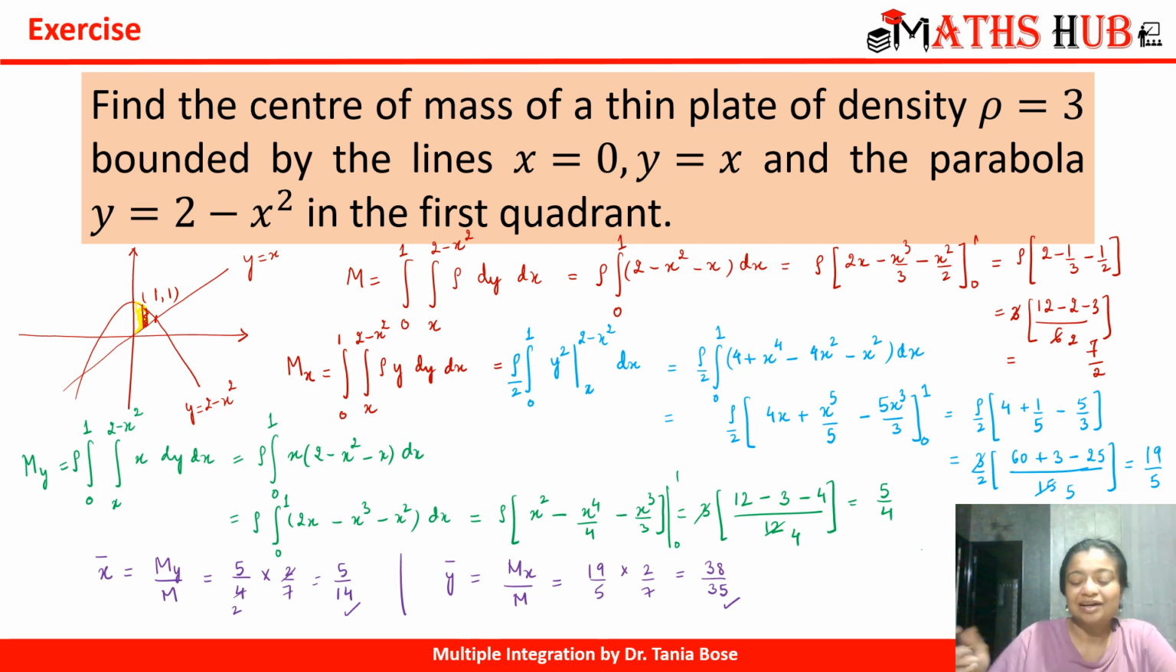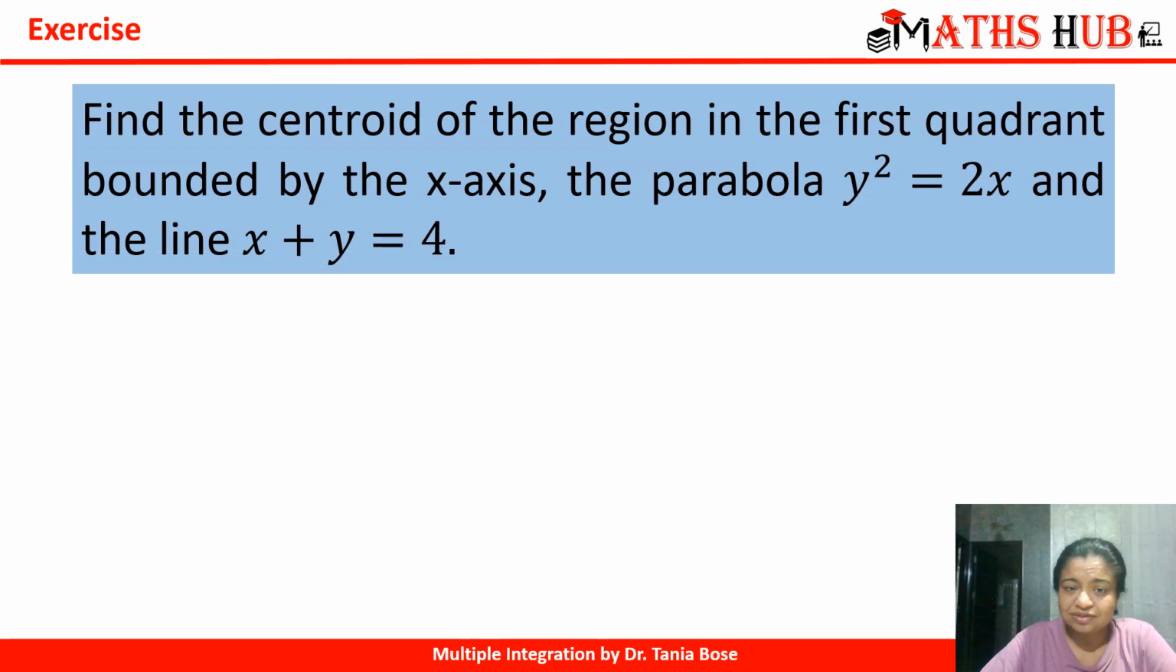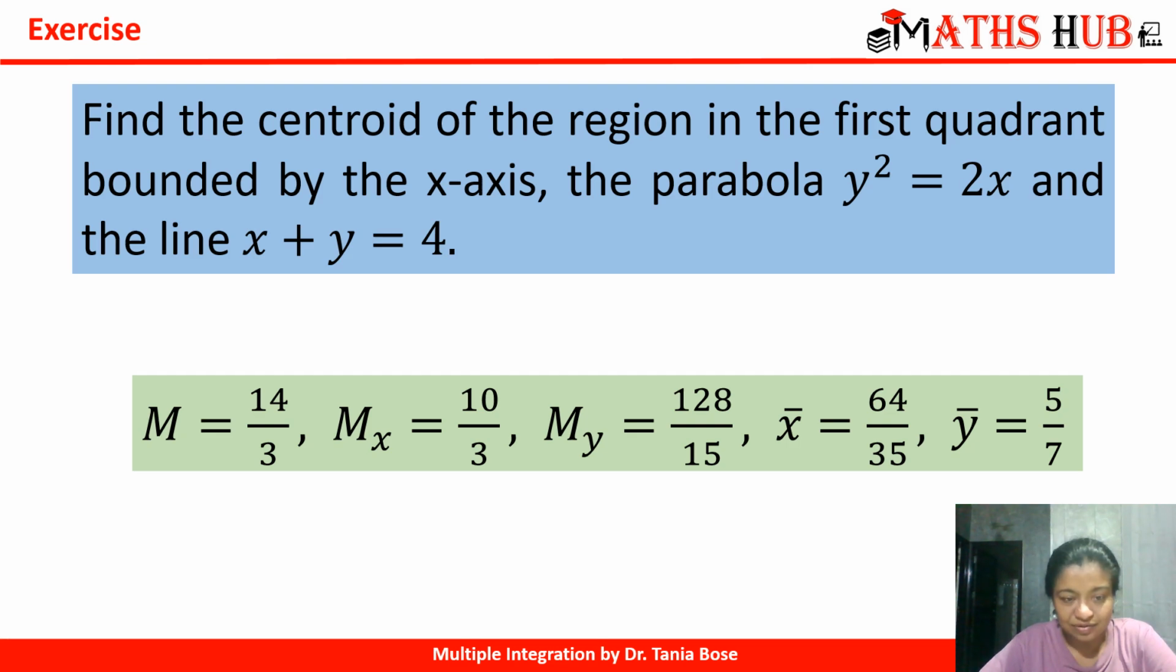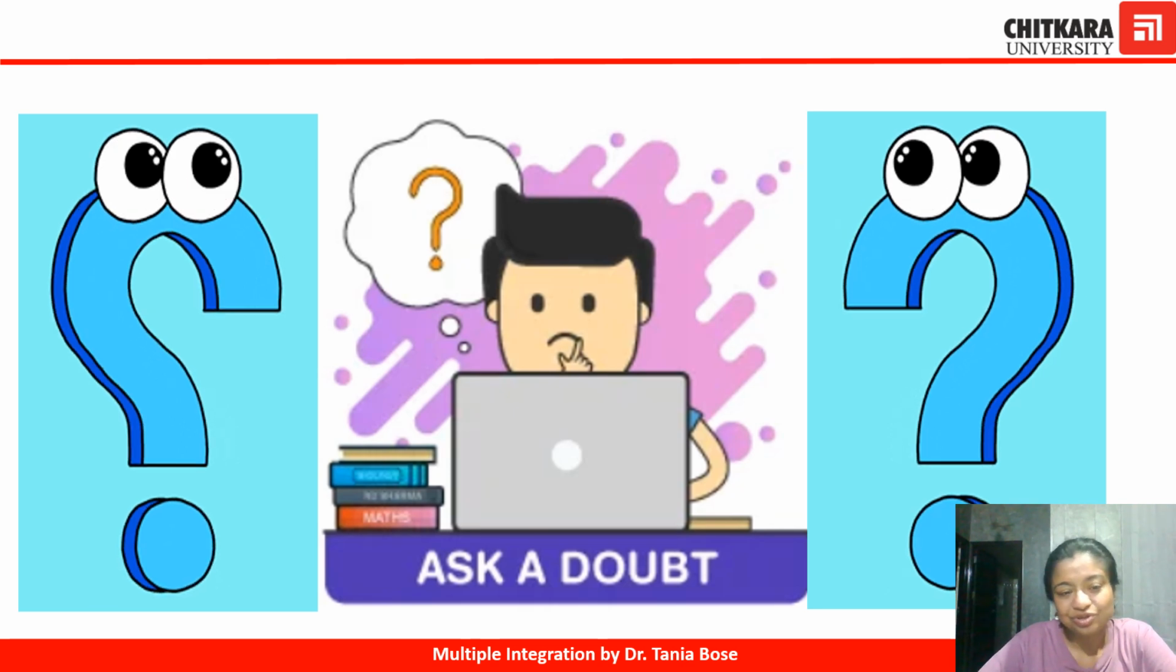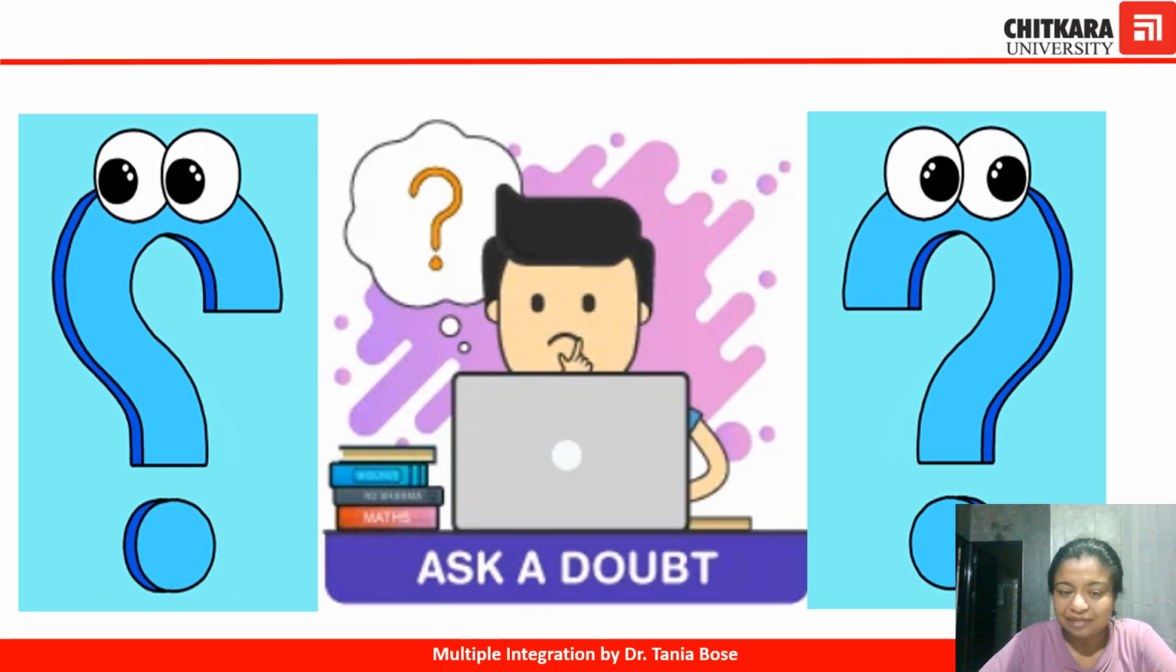Isn't it? Okay. So I'll give you one more question as an exercise. So just try them. You need to calculate the centroid of this region in the first quadrant bounded by the x-axis, the parabola, and the line x plus y equal to 4. I've given you the values here, so do check them and do let me know in the comment section whether you could do that question or not, right?